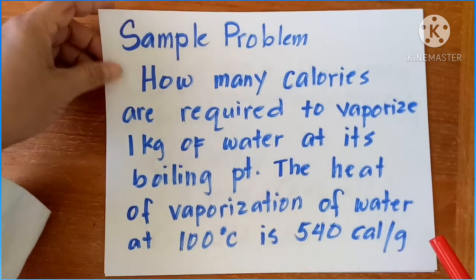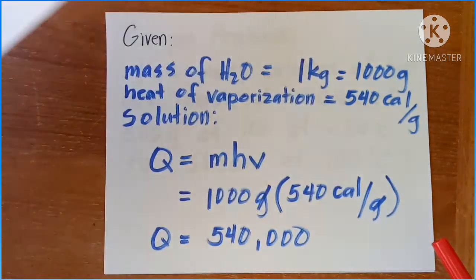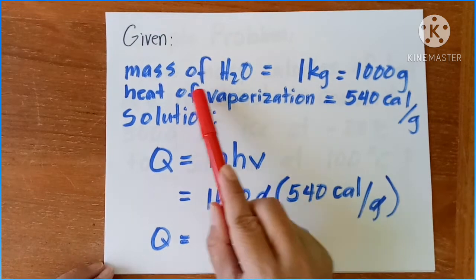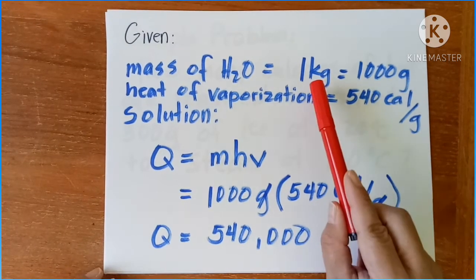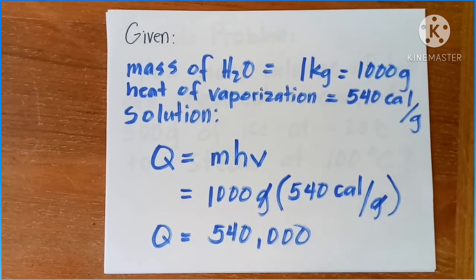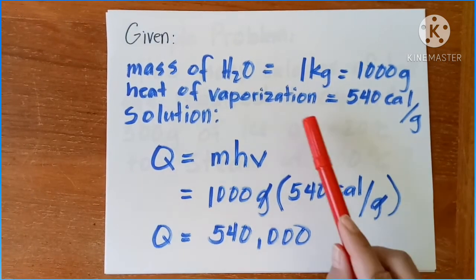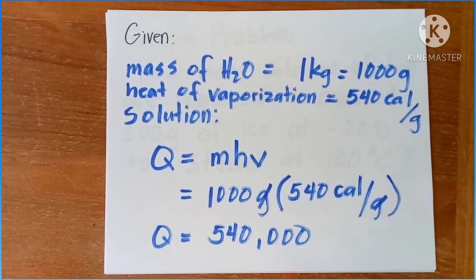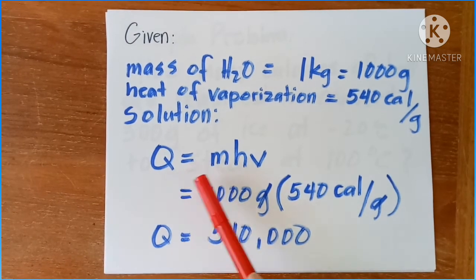So the first thing that we're going to do is, of course, identify the given. So for this one, we have a mass of water which is equal to 1 kilogram. And we all know that 1 kilogram is also equal to 1000 grams. We also have the heat of vaporization, which is equal to 540 calorie per gram. So our formula is heat equals M times the heat of vaporization.